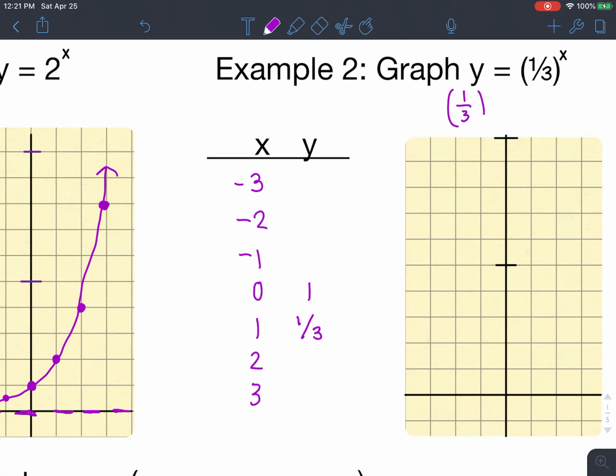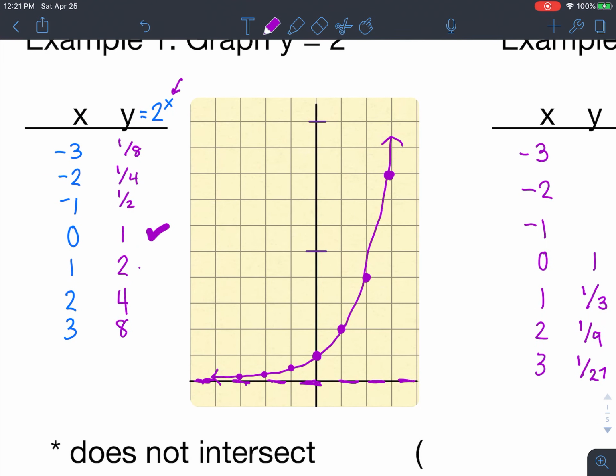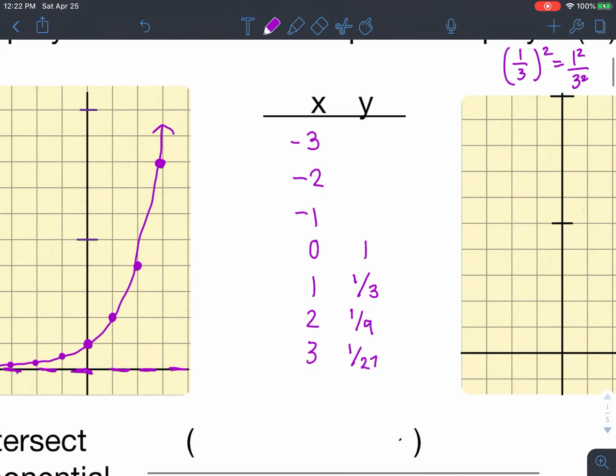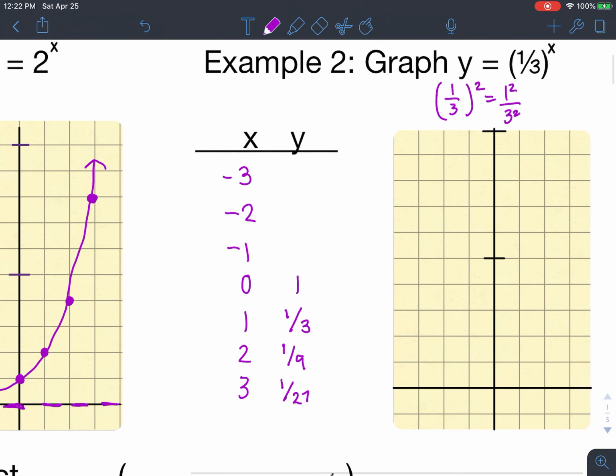1/3 to the second power is the same as 1 squared over 3 squared. So that's 1/9. And 1 over 3 cubed would be 1/27th. And just like in the first example, the negative exponents flip the answers from the positive exponents. The same thing happens here also. So 1/3 to the negative 1 actually equals 3. And 1/3 to the negative 2 equals 9 and 27.